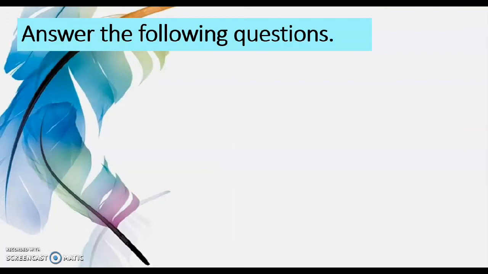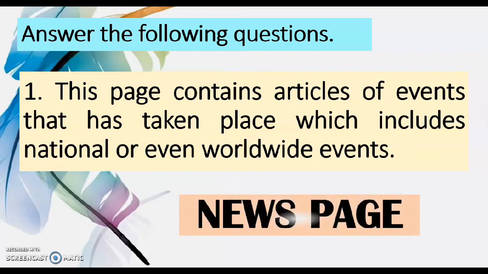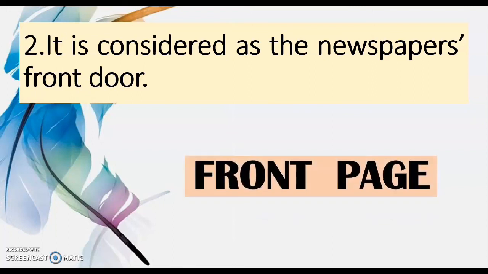Answer the following questions. Recite your answer after each question. Number 1. This page contains articles of events that has taken place, which includes national or even worldwide events. If your answer is news page, yes, you are correct. Number 2. It is considered as a newspaper's front door. If you answer front page, yes, you are definitely correct.